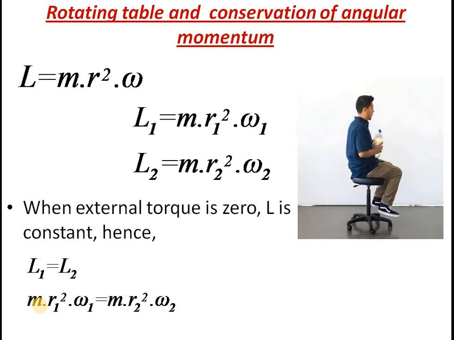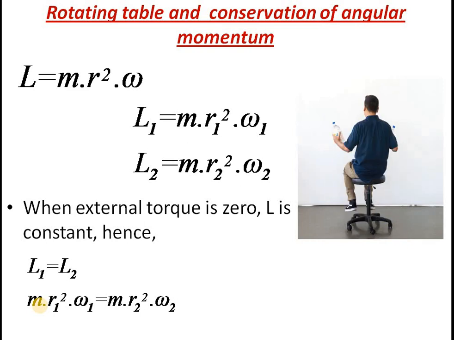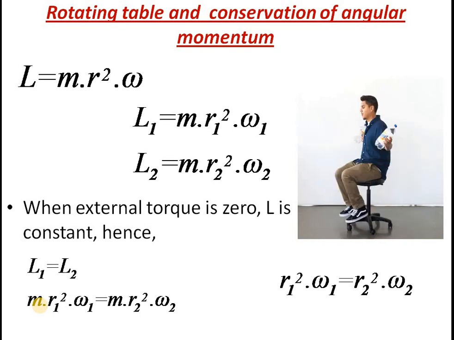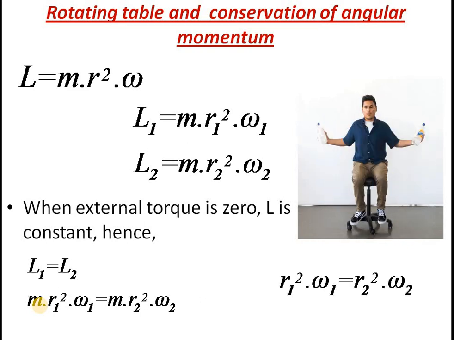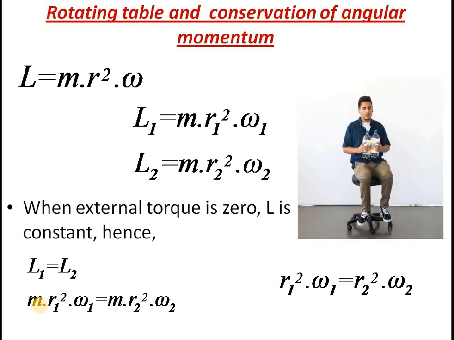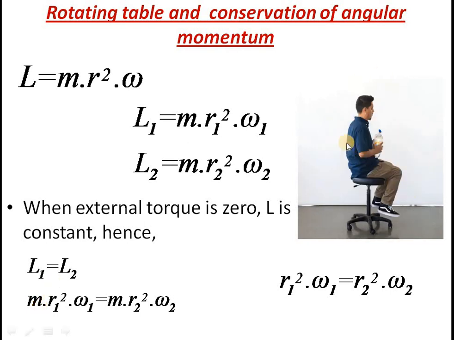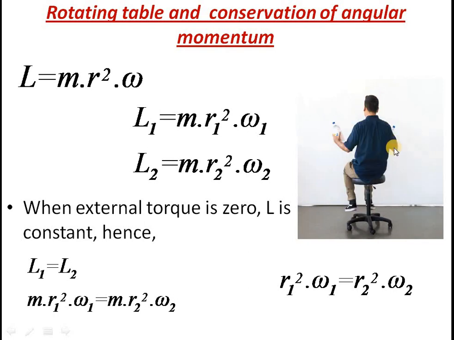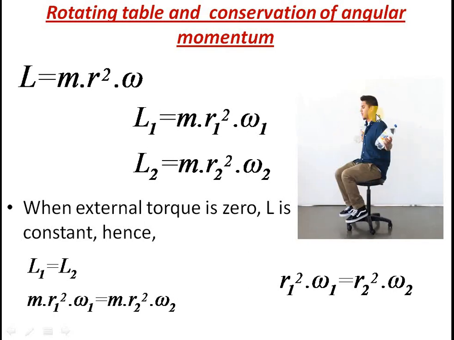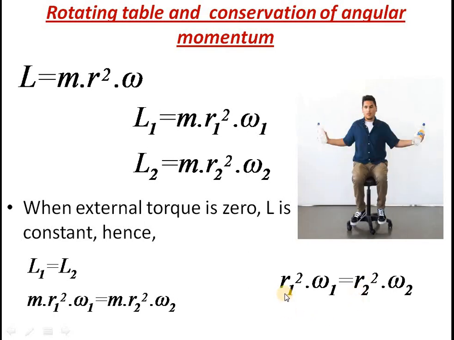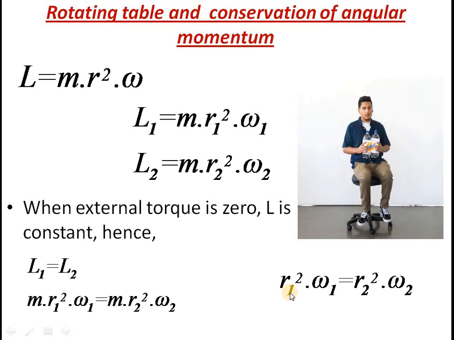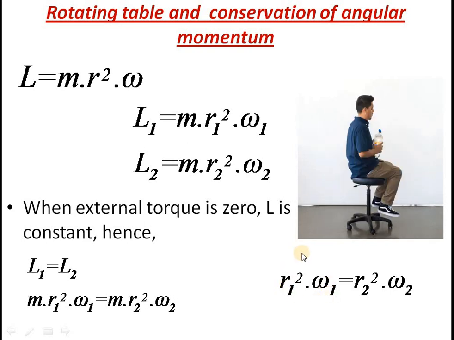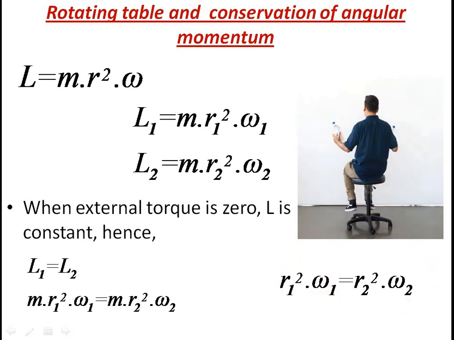So by cancelling mass from both sides, you get a very important relation: R1 square omega 1 equals R2 square omega 2. That means in the case of a man rotating with a constant angular momentum on a rotating chair, the product of R square and omega should always be constant. So that's a very good example.